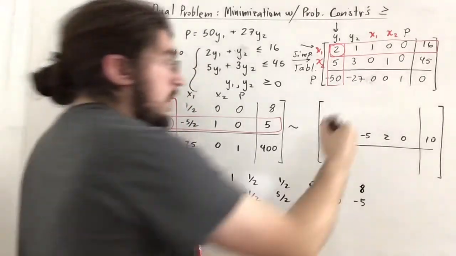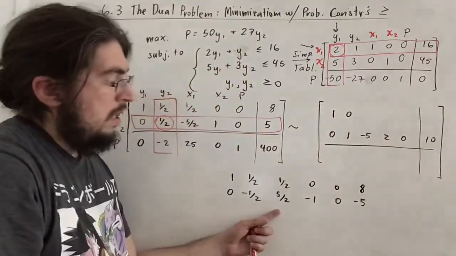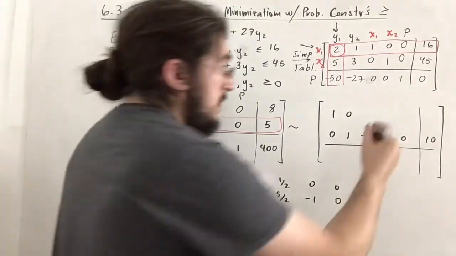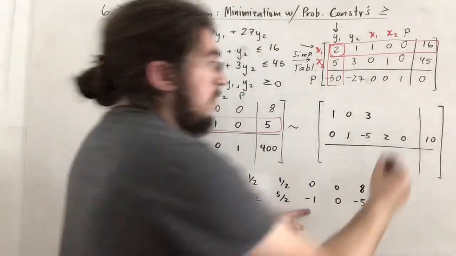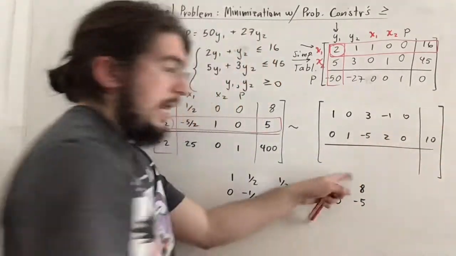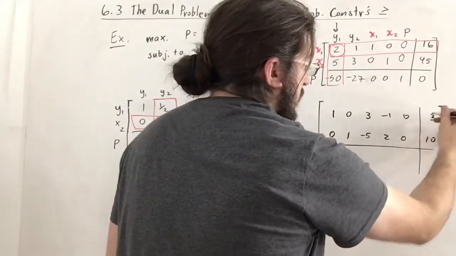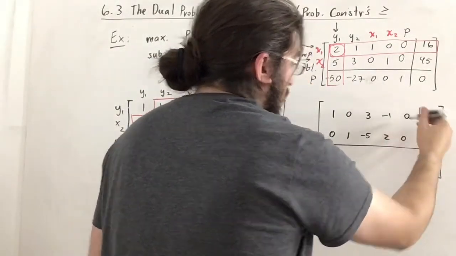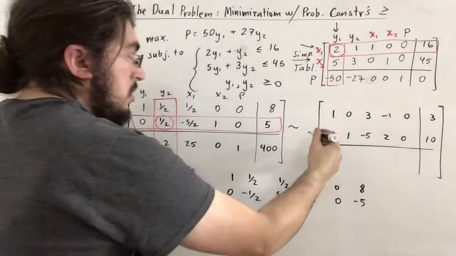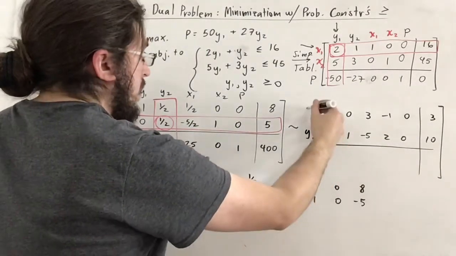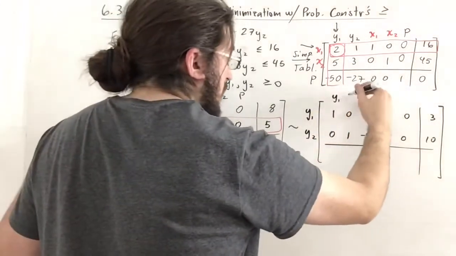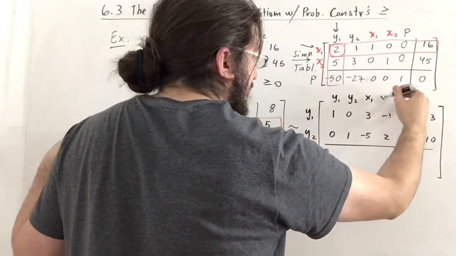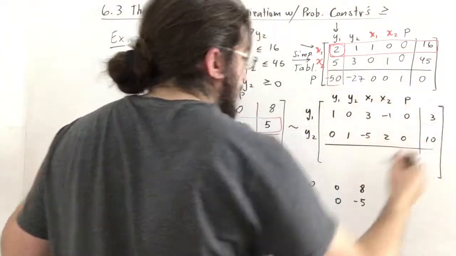Adding these, we get 1, 0. 1/2 plus 5/2 is 6/2, which is 3. -1, 0, and a minus 5 is 3. Okay, and y2 is already exited. This is the y1 column, y2 column, and these were the x's as our slack variables, and this was p. This is also p.